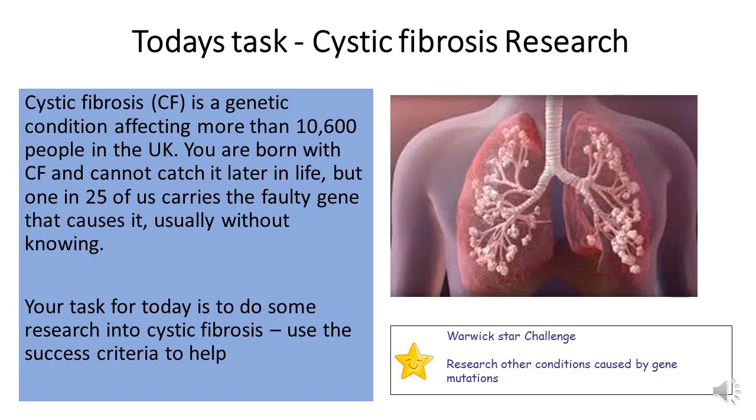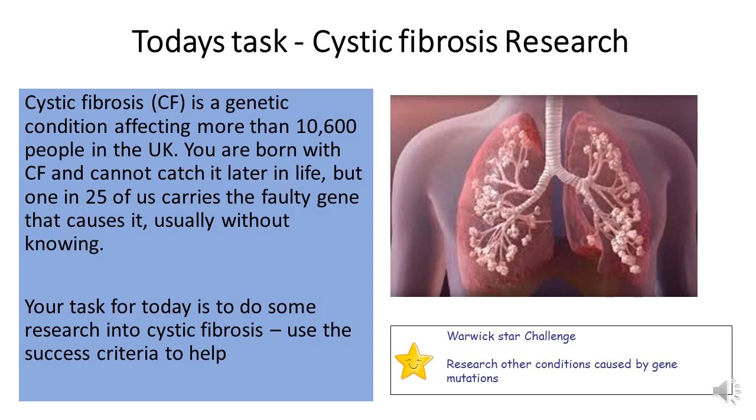Okay, so your main task today is going to be some independent research into cystic fibrosis. So cystic fibrosis is a condition that is caused by a mutated gene, and there are more than 10,000 people in the UK affected by cystic fibrosis. Because cystic fibrosis is caused by a mutated gene, it's something you're born with. You can't catch it later on in life. And about 1 in 25 of us carry the faulty gene without even knowing it.